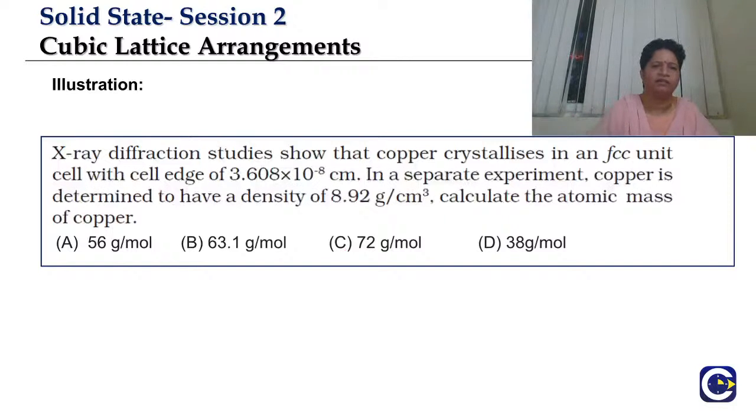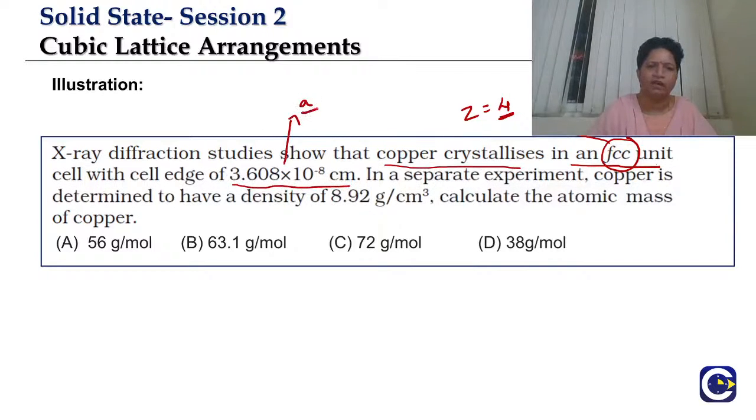X-ray diffraction studies show that copper, a metal atom, crystallizes in an FCC unit cell. The moment you see it as an FCC unit cell, what will you take? Z, you will take it as 4. The unit cell has an edge length of 3.608 into 10 power minus 8 centimeters. That is, a is equal to 3.608 into 10 power minus 8 centimeter.